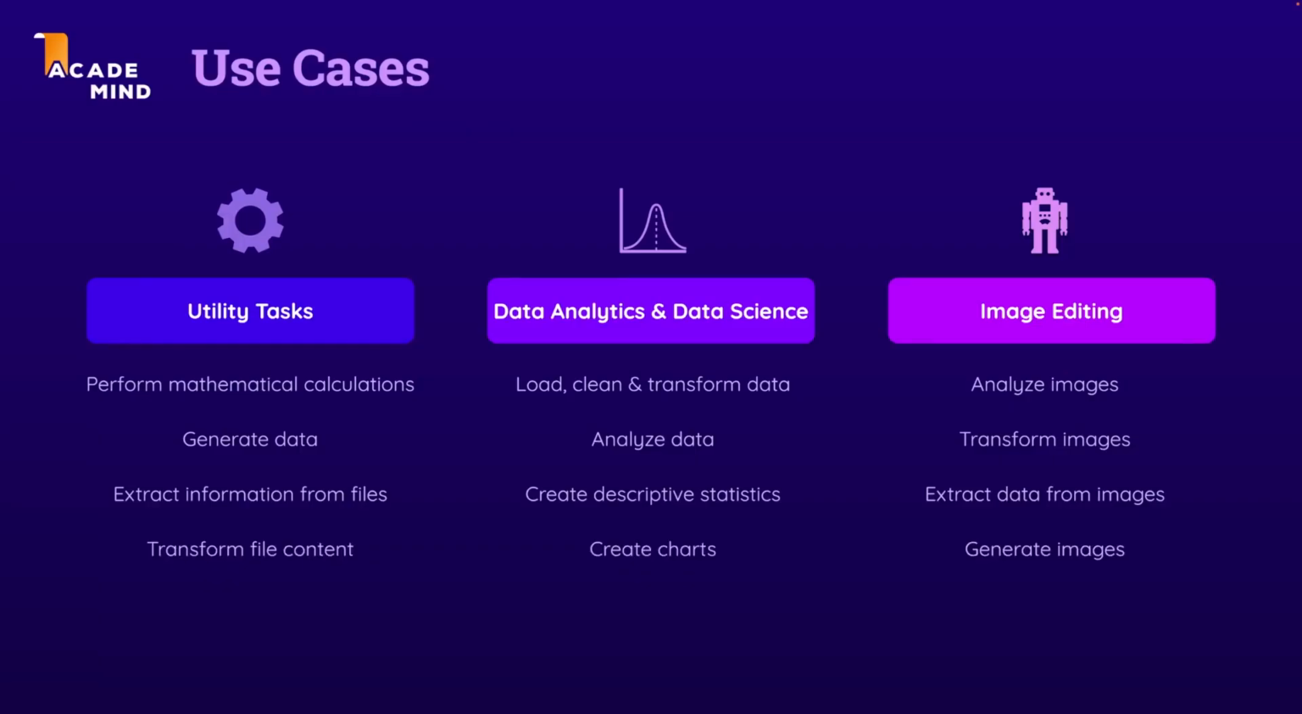You could also use Code Interpreter to generate dummy data or extract information from files or transform file content. You can use it for data science to load and clean data, and of course to analyze data and build charts. And you can also use it for image editing, for example to analyze and transform images or do other exciting things with images. And there might be more use cases where you want to use Code Interpreter, because even though these here are probably the most important and common use cases, as with ChatGPT in general, it's of course ultimately your imagination that's the limit.